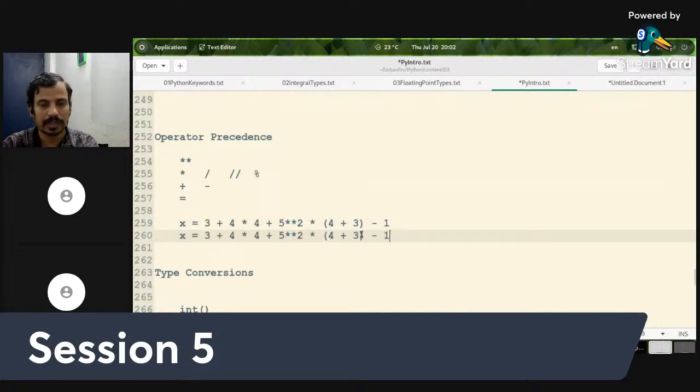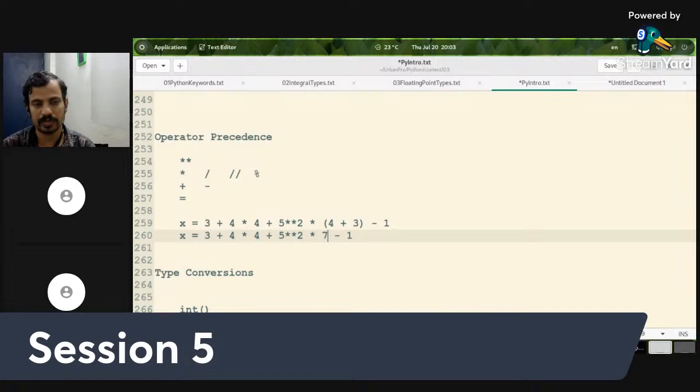Now instead of 4 plus 3, what should I write here? What is the result of 4 plus 3? 7. Now the equation becomes of this form. Tanmay, now tell me which operation is done next. Sir, next we do the plus, multiplication, plus, power, multiplication, minus.